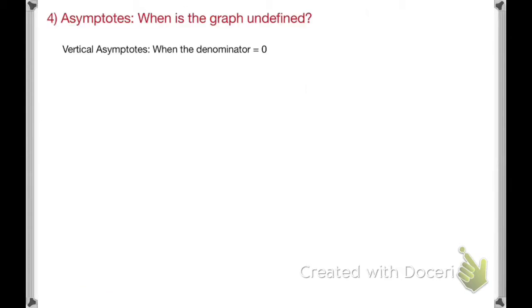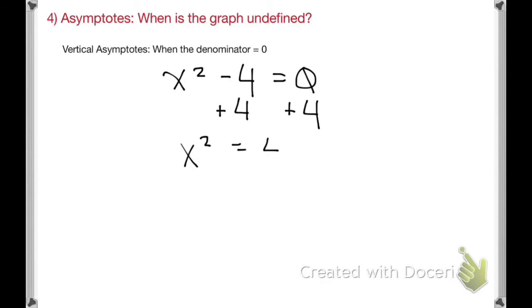Next, I'm going to talk about asymptotes, which is when our graph is undefined. Vertical asymptotes are when the denominator of our function is equal to 0. So we're going to set x squared minus 4 equal to 0. We're going to add 4 to both sides, and that's going to give us x squared is equal to 4. Now we're going to take the square root of both sides, and that's just going to give us x is equal to plus or minus 2.